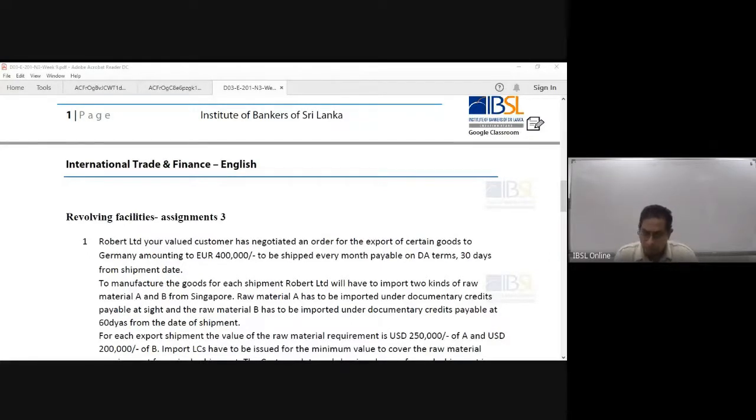Then third risk, defective documents by the exporter may cause delay in release of goods from customs.